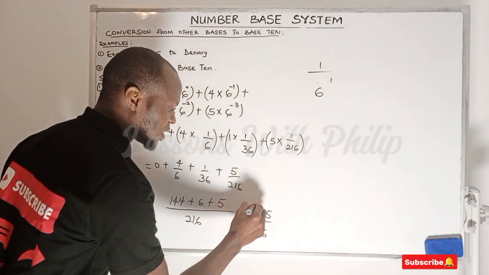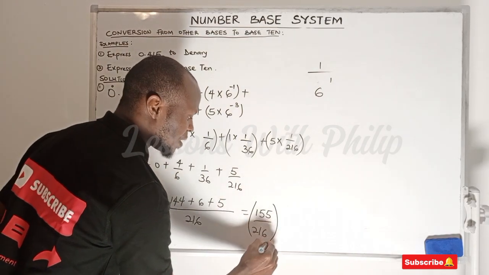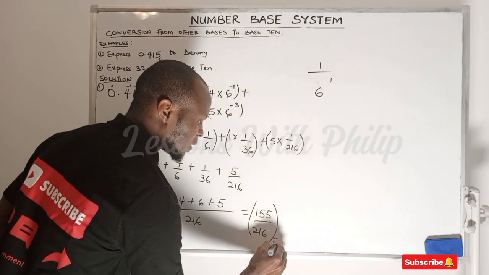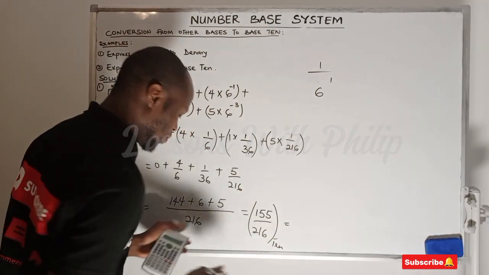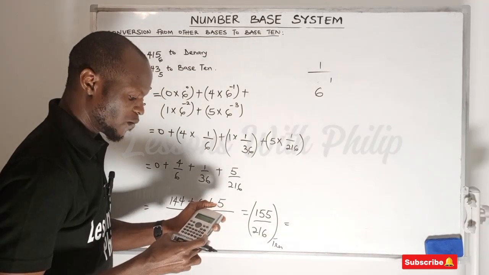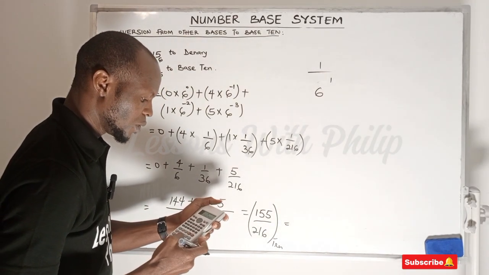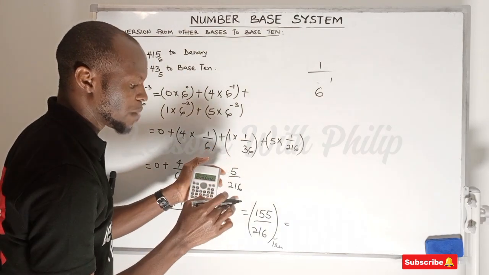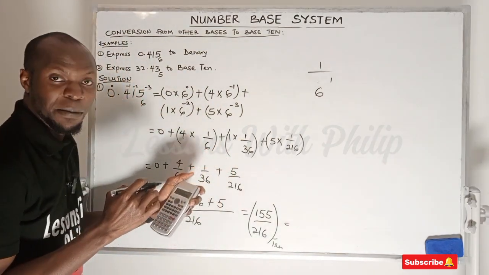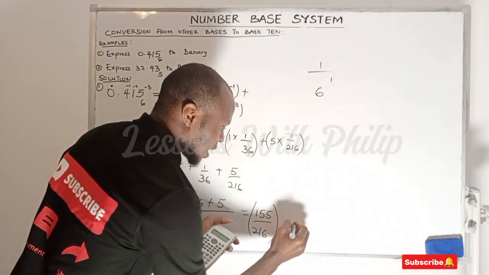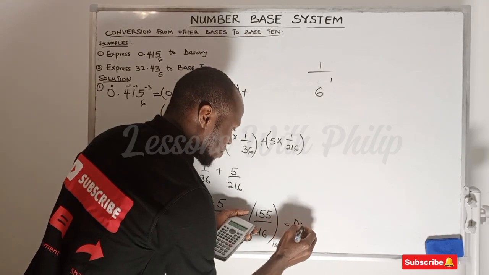If you want to leave it in this form, make sure you put the base. The base is base 10. If you like, you can put it in decimal, whereby you see 155 divided by 216. You see, the digits are too many, and you shouldn't have approximated. If you like, I can decide to put it in this form.